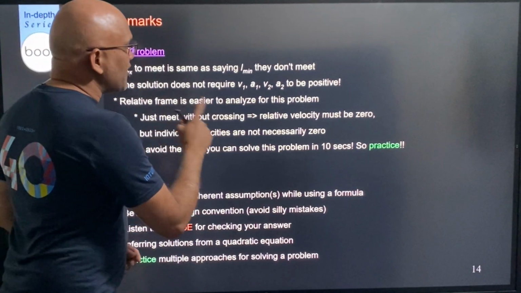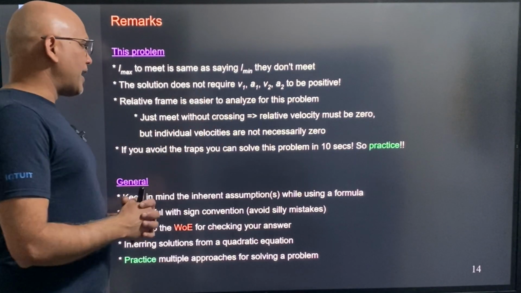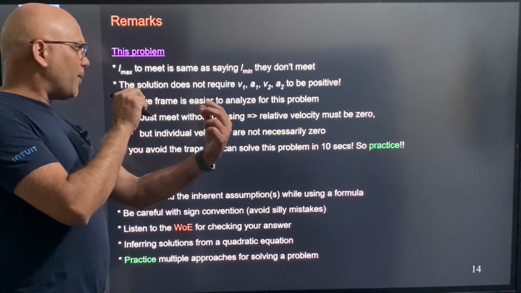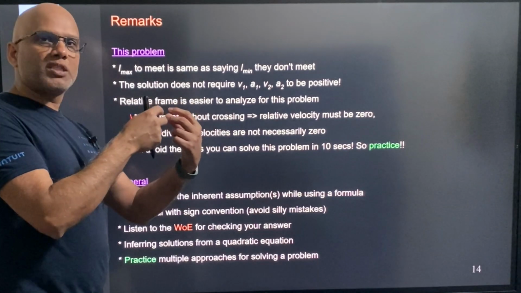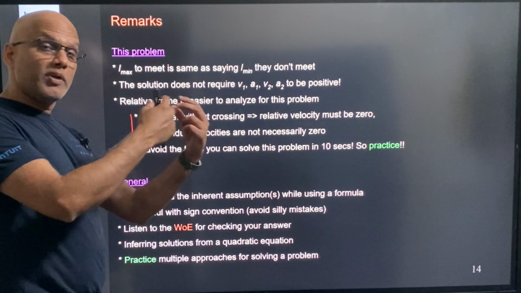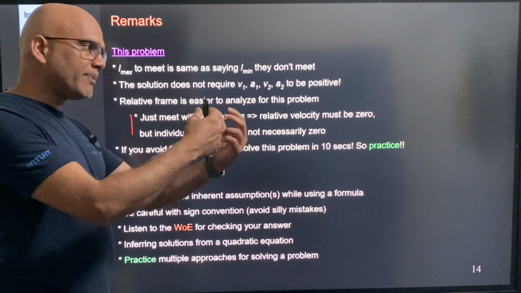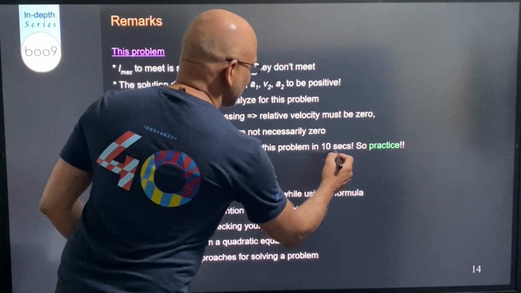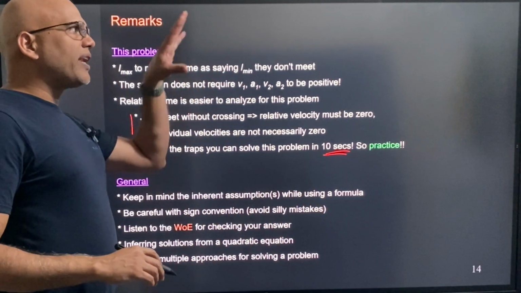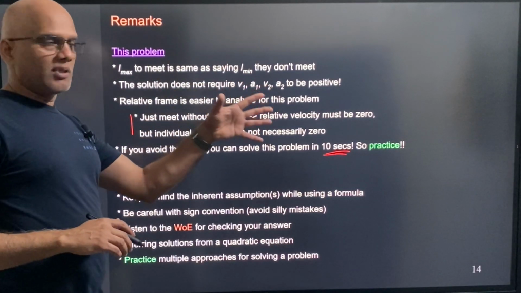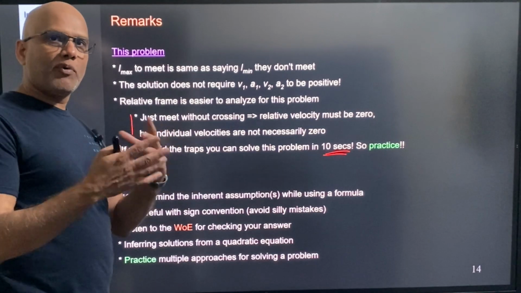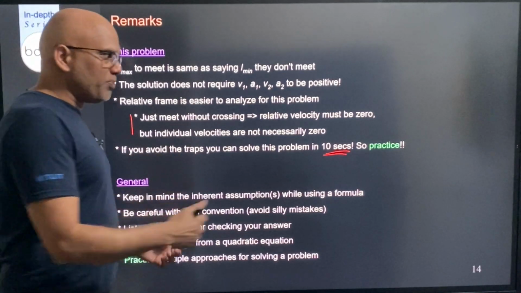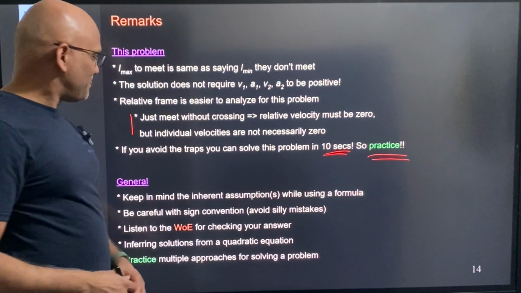The relative frame is easier to analyze for this problem. We also saw that in animation, and I also highlighted this point earlier. When they just meet without crossing, the relative velocity must be zero, right? But the individual velocities are not necessarily zero. They can still be moving. The last is, if you avoid the traps, you can solve this problem in less than 10 seconds, right? On the surface, it's a very easy problem, but there are a few traps. If you avoid those and get the right idea from the get-go, you can really solve it quickly. So basically, the important thing is practice, right?